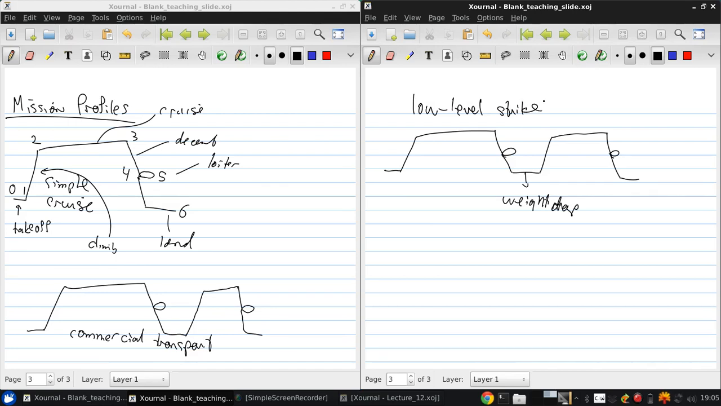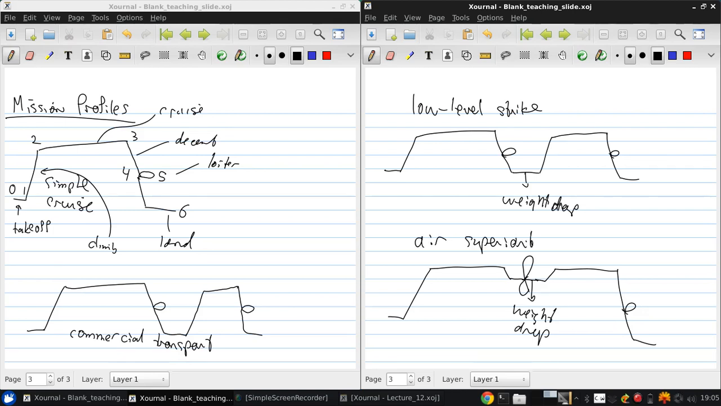Profile. And one more would be an air superiority fighter profile. So this would again involve takeoff, climb, cruise out, small drop in altitude, cruise with a combat segment, simultaneous with this is a weight drop, climb back to cruise, cruise back, descend, loiter, and land. This is the air superiority mission profile.